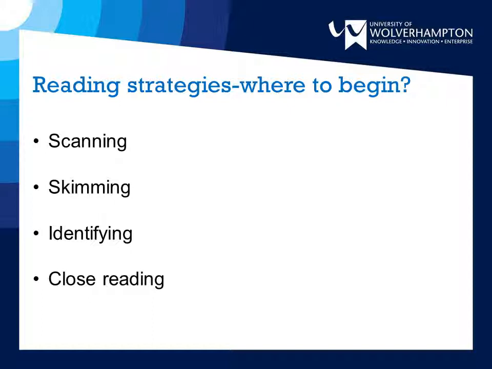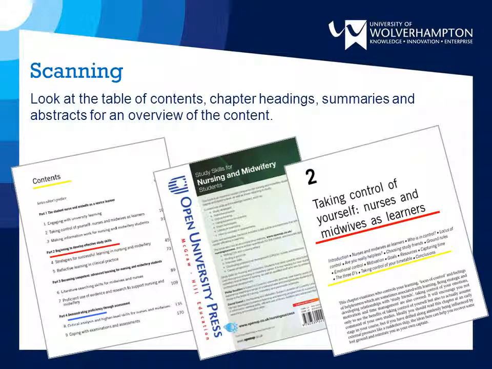Once you start researching an assignment, you'll find that you identify a large number of texts that look as if they might be relevant. You probably won't have time to sit down and read them all from cover to cover, so there are a number of reading techniques you can adopt to make the process easier. Scanning. Initially look at the table of contents, chapter headings, summaries and abstracts for an overview of the content. Read with a purpose. Ask yourself, how is this information going to help you answer the question that you've been set?